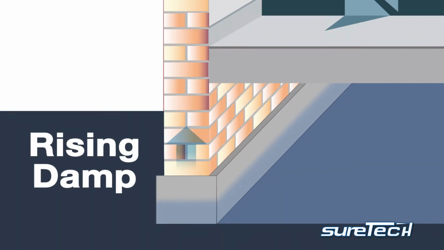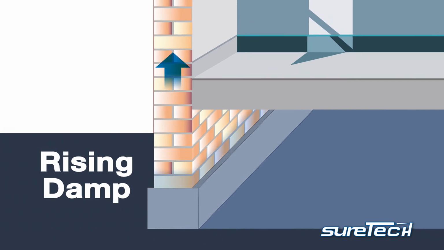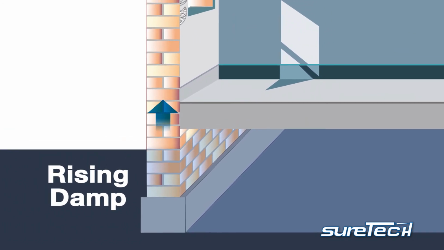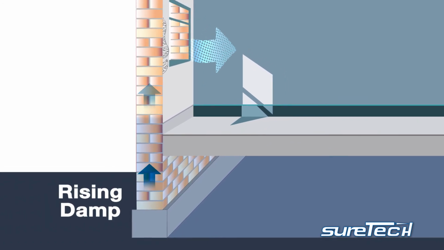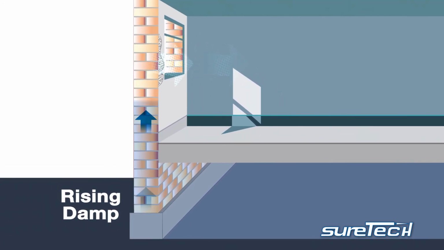Rising damp occurs when groundwater enters the structure of a building, rises up through the walls, and evaporates internally, where it can cause decorative spoiling, crumbling plaster, and timber decay.